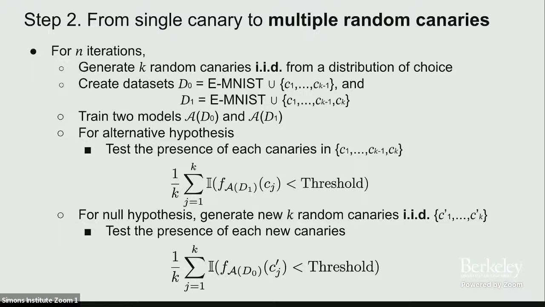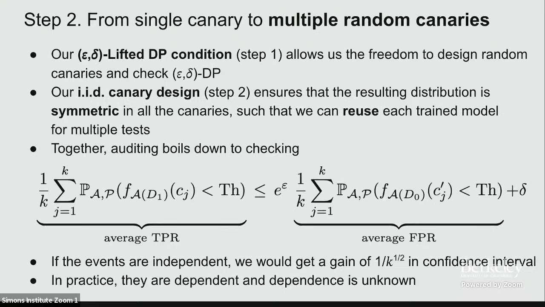Okay, so we're doing n iterations, and in every iteration, we're adding k canaries. Please feel free to interrupt me if this is not clear. And then we will use this information to estimate the true positive rate and the false positive rate. So if somebody picks a delta, we could compute the epsilon using this expression. And again, what was important is we're using the epsilon-delta lifted DP notion, and we're using the IID exchangeable canary sampling approach.